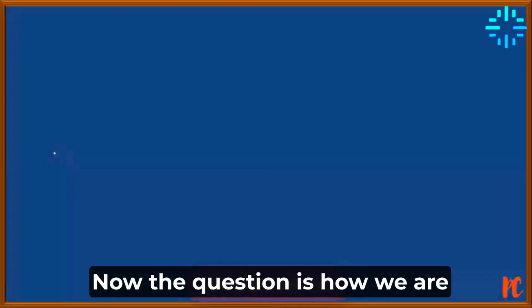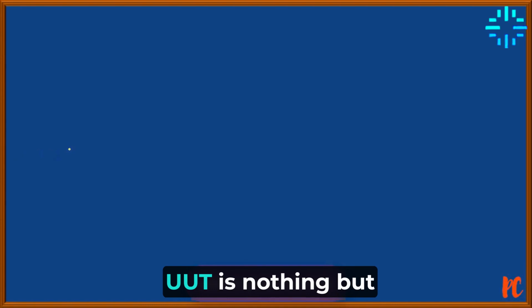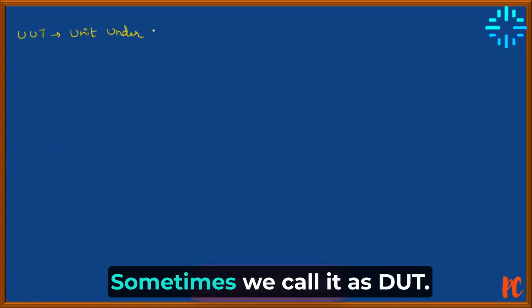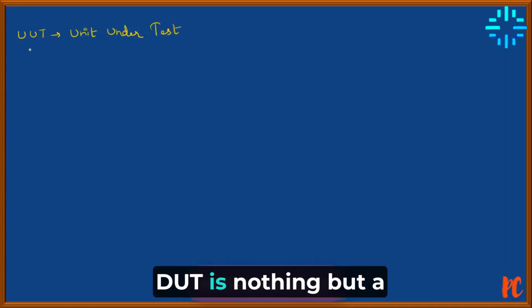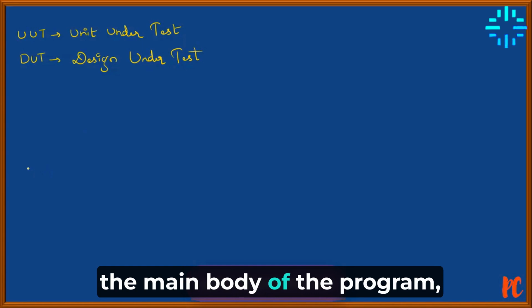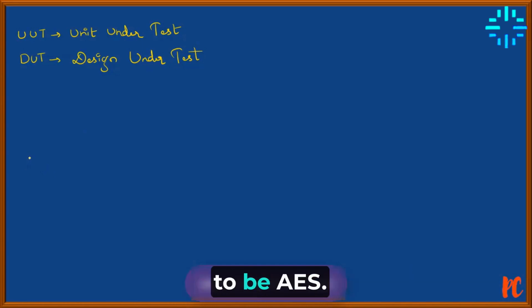Now the question is how we are going to design it in Verilog. Let me start with a UUT. UUT is nothing but unit under test. Sometimes we call it as DUT. DUT is nothing but a design under test. If I am talking with respect to the main body of the program, nothing but a UUT, let me name that module to be AES.